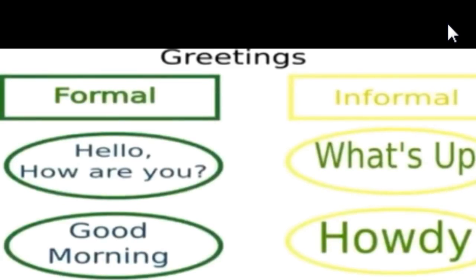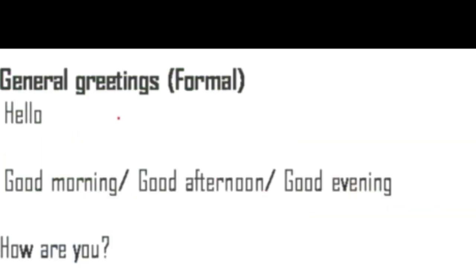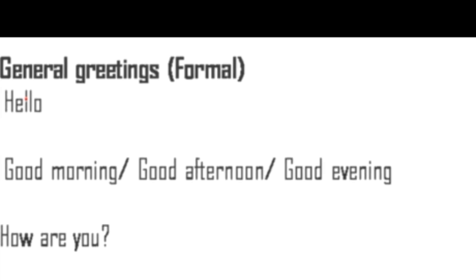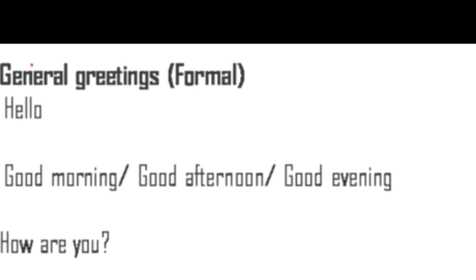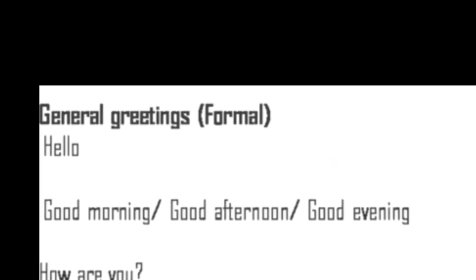So as we were discussing earlier, there were two different types of formal as well as informal greetings. In the general greeting, we were talking about different things: hello, good morning, good afternoon, good evening, how are you, how are you doing, and nice to meet you. These are the different things that we normally use for greeting a person. So this is the picture. You can learn from the picture. We have a different word bank over here.